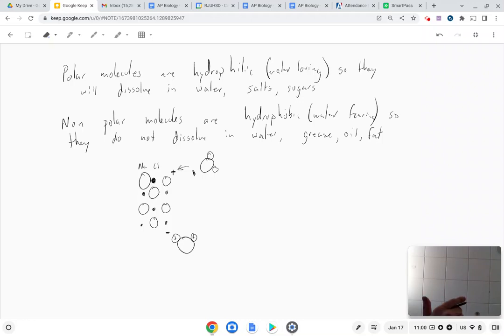Non-polar dissolves non-polar, and then polar dissolves polar. So if you got a non-polar grease, you need a non-polar solvent. So what would you use? Soap. Soap is non-polar, and so it will dissolve it.